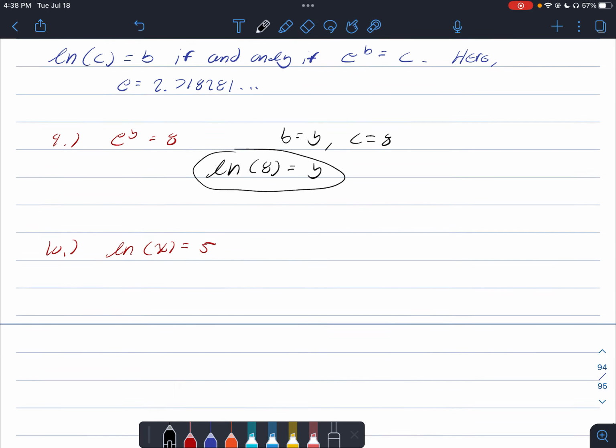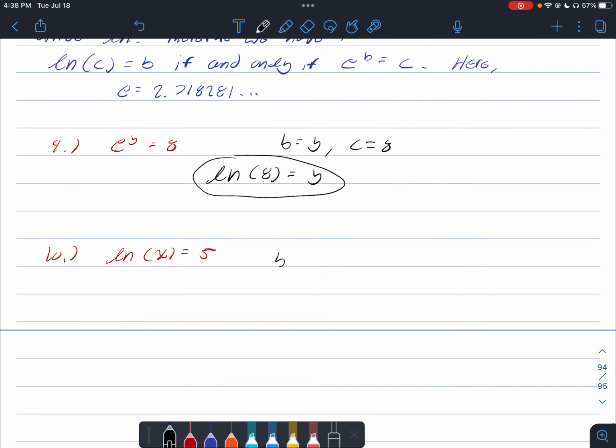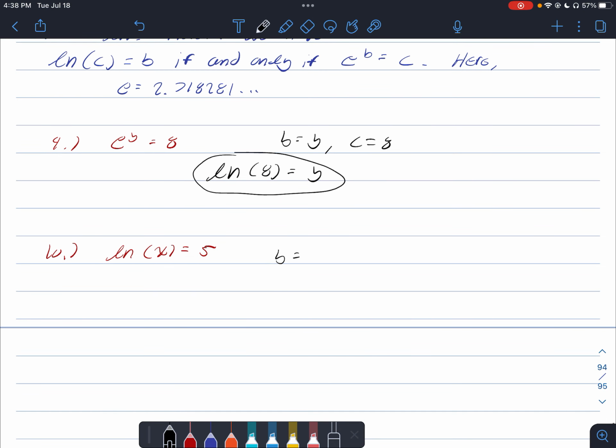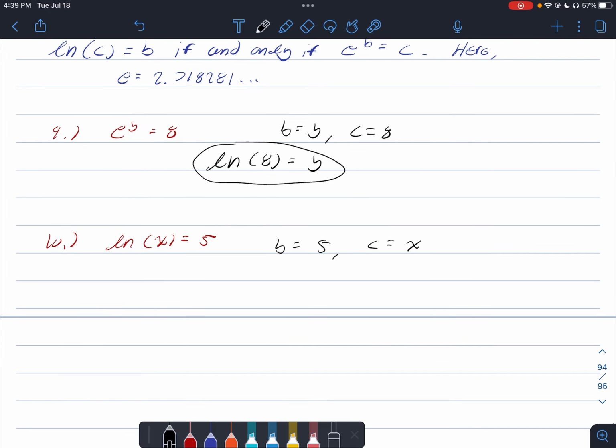Can we go the other direction? ln of x is equal to 5. Okay, well, we have that b is equal to 5, and c is equal to x. Therefore, we have e to the 5th is equal to x.